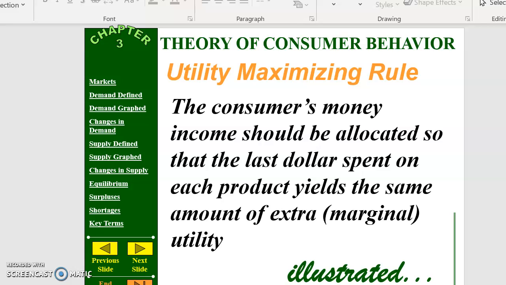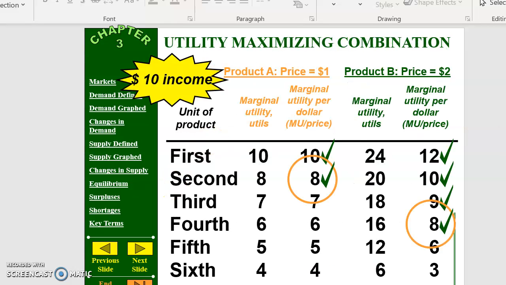So here's an example. Okay, I put everything together here, and I'm going to walk you through this. There are a couple of key steps that you have to remember when you do this. First off, the equation is going to be marginal utility of A over the price of A will equal marginal utility of B over the price of B.